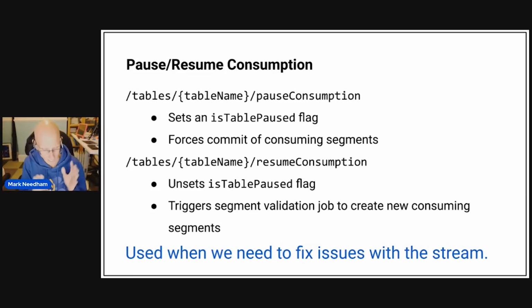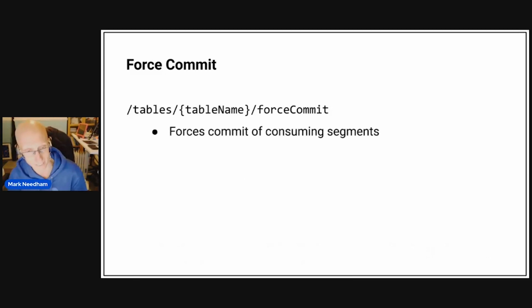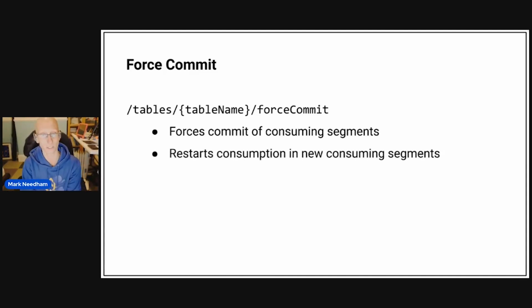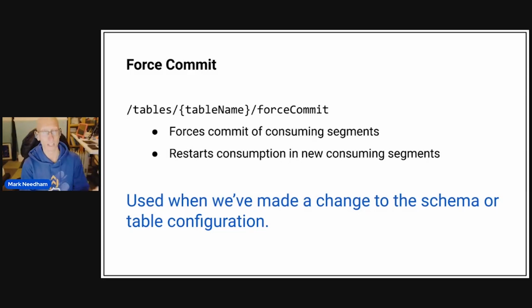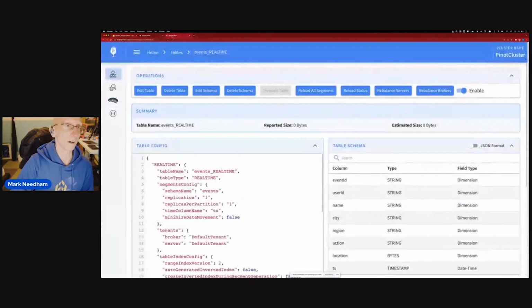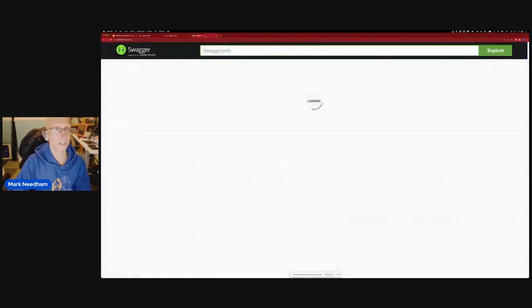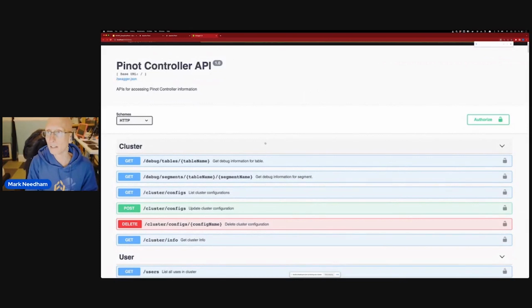There is another flow where, say you did an update to the schema or the table config and you want it to get picked up right away, or you just want to flush and get a new segment. That's the force commit. It's another endpoint on the API, and it forces the commit of consuming segments. Exactly the same as pause consumption, but this time it restarts consumption into new ones straight away. As I say, this one would be really good if you change the schema or the table config and you want it to take effect, or if you want to demo what happens if you force a consuming segment to be committed.